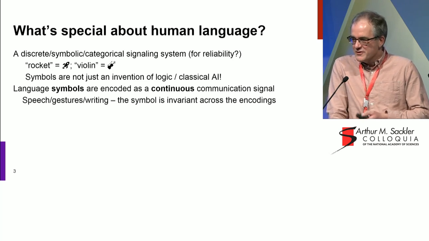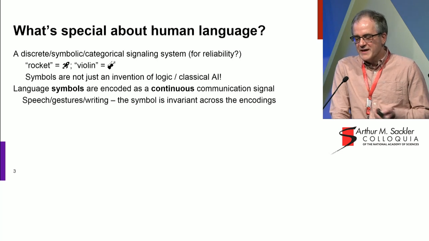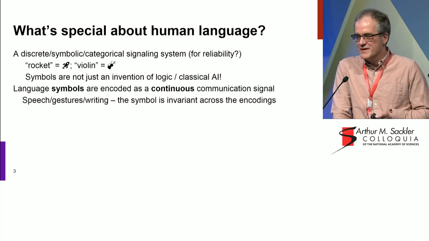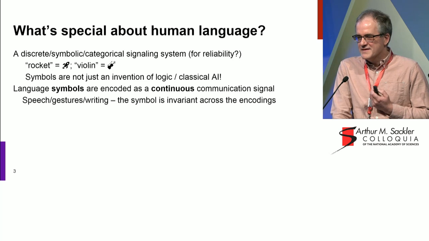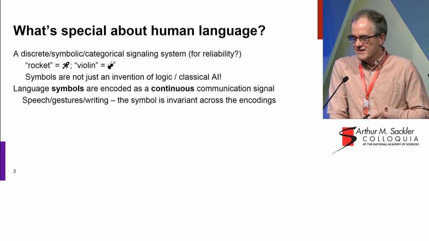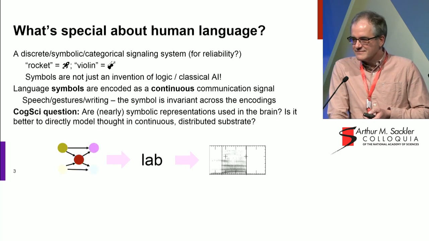On the other hand, we use continuous communication signals to communicate language to other human beings. And what's interesting there is that there are various continuous substrates we can use, speech, gestures, writing, but we have symbols of language that are invariant across those encodings.